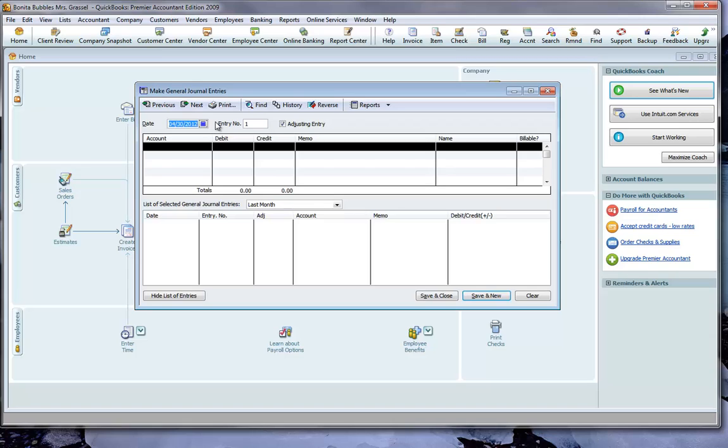To do that, we need to look on the very front of our packet. You will see our two accounts that we are adjusting are going to be supplies inventory and prepaid insurance. Our trial balance for supplies gives us a balance of 855. Our inventory is 220, so what is going to be the amount of my adjustment?